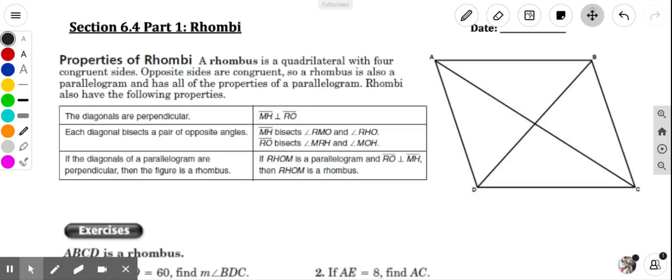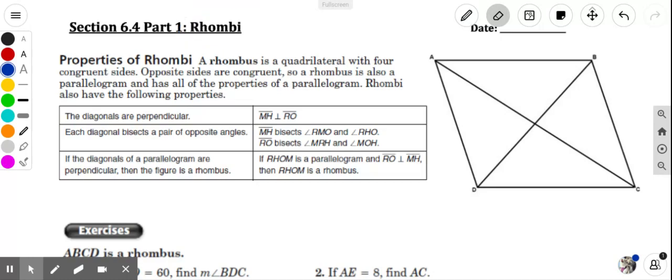Hey guys, so this next lesson is about the properties of a rhombus. The plural of that is rhombi. That's why I have part one as rhombi. So you wouldn't say rhombuses, it would be rhombi. But anyway, a rhombus is a type of parallelogram.